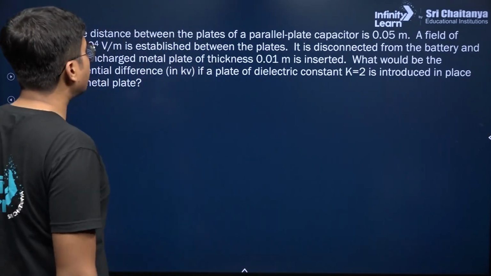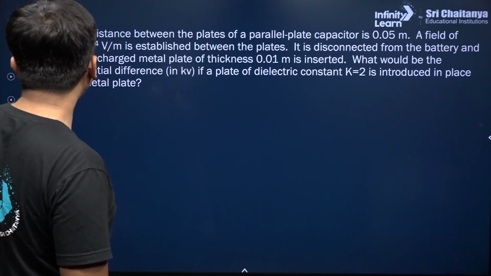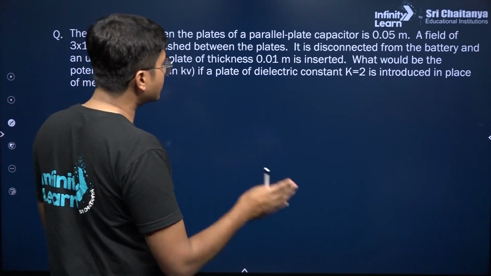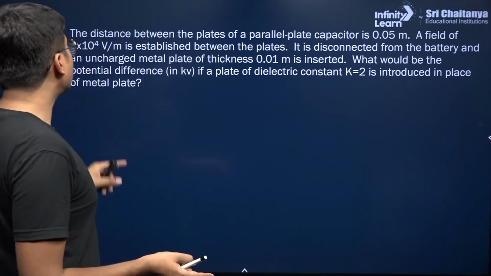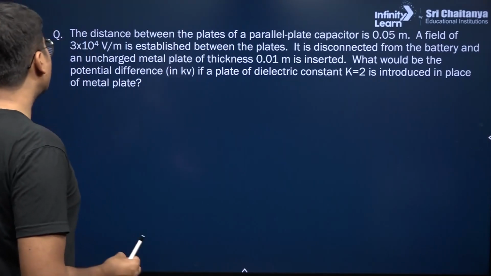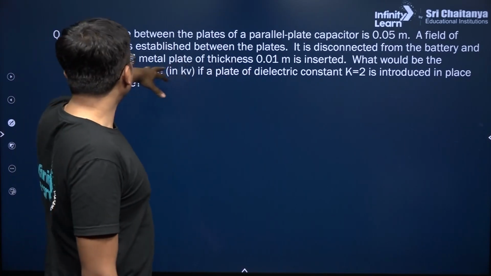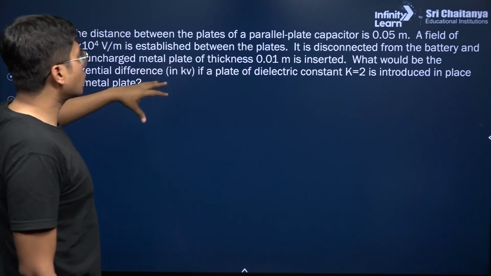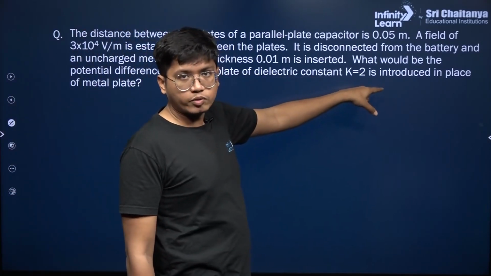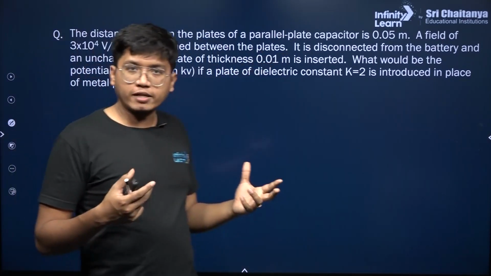Next, the distance between plates of a parallel plate capacitor is 0.05 meter. A field of 3 into 10 to the power 4 volts per meter is established between the plates. It's disconnected from the battery and an uncharged metal plate of thickness 0.01 meter is inserted. What would be the potential difference? So this in between, that uncharged plate that is there does not matter. What matters is only at the end you put a dielectric constant k equal to 2. Right? The middle part does not matter because what you do in between doesn't matter.